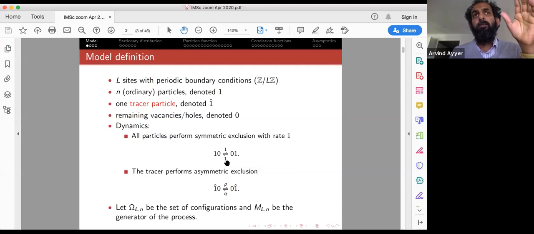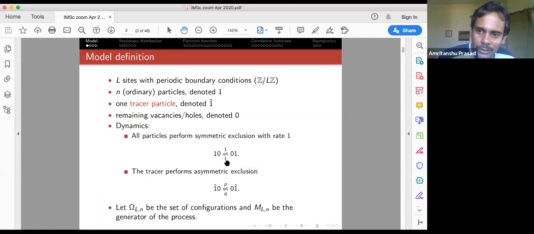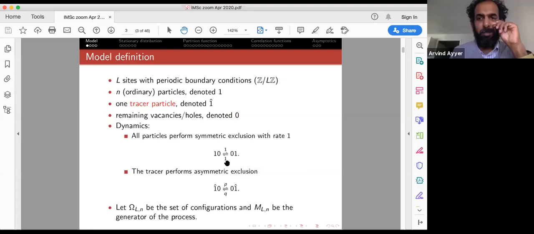So yeah. So either it's a 1, 0, in which case you move this way, or it's a 0, 1, in which case you move the other way. If it's a 0, 0 or a 1, 1 or something, nothing happens. Right? So by the rate, you just mean the expectation of the exponential random variable. Yes. Yes. Okay, thanks.